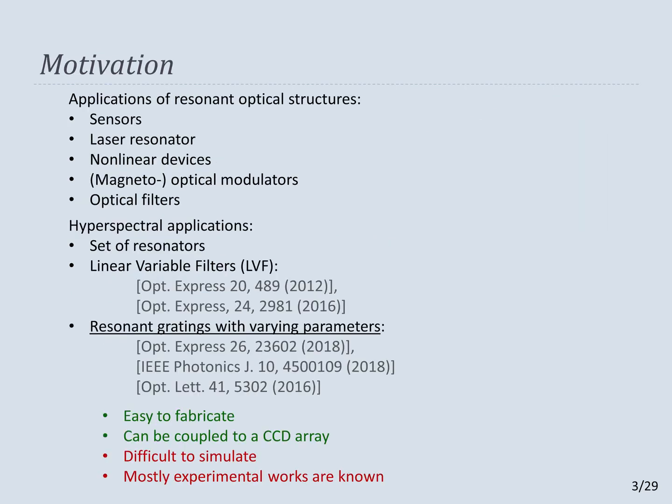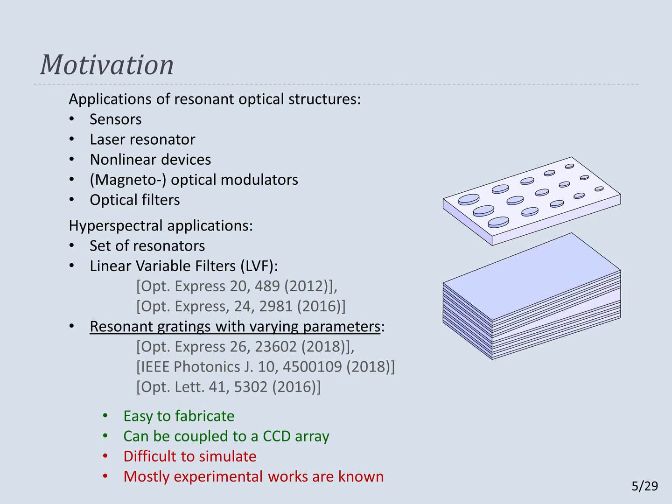Resonant optical structures have many important applications, including sensors, laser resonators, nonlinear and magneto-optical devices, optical filters. Optical filters are particularly important in multi- and hyperspectral applications, where one needs a single device to select several wavelengths. This is usually achieved with a discrete set of resonant structures, each tuned at a particular wavelength. An alternative approach is the so-called linear variable filter, or LVF. It consists of a wedge cavity sandwiched between two Bragg mirrors. Different parts of such structure have different thicknesses and hence filter different wavelengths.